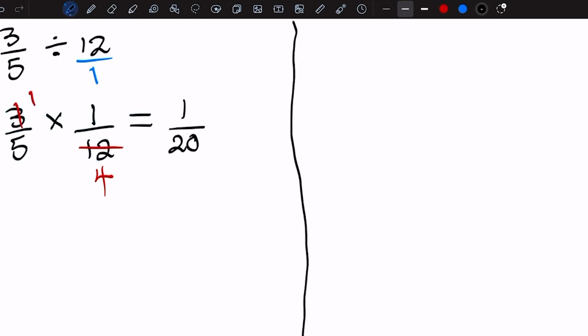It's easy. It's very much easy. 4 steps: write the first fraction, change the sign, find the reciprocal of the second one, then just multiply. And we already know how to multiply from our previous video. So let's look at one more.